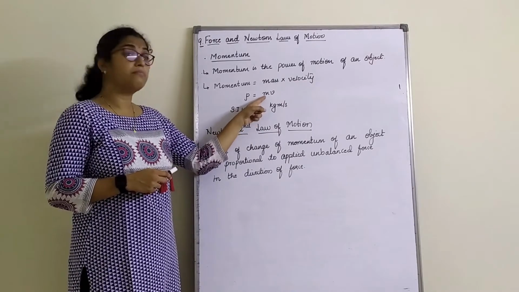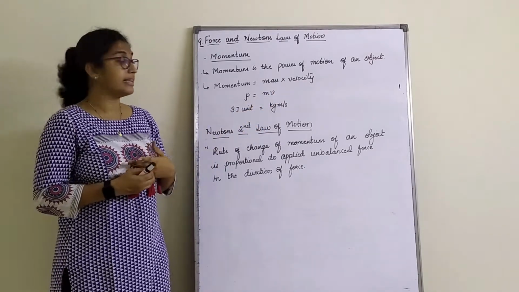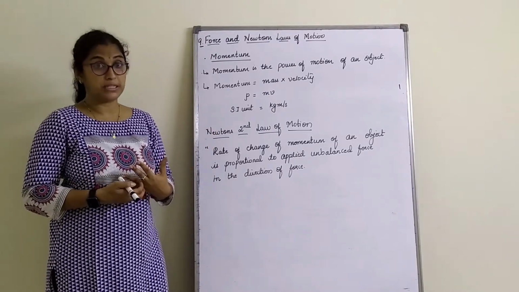The SI unit for mass is kg. For velocity, it is meters per second. So the SI unit of momentum is kg meters per second.